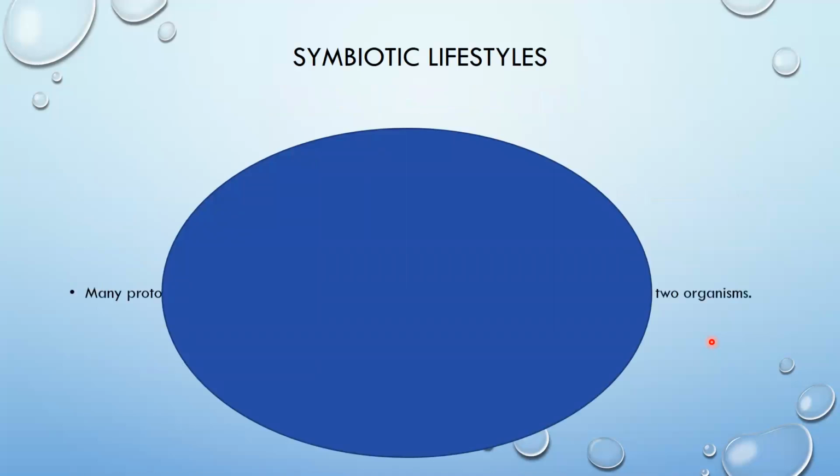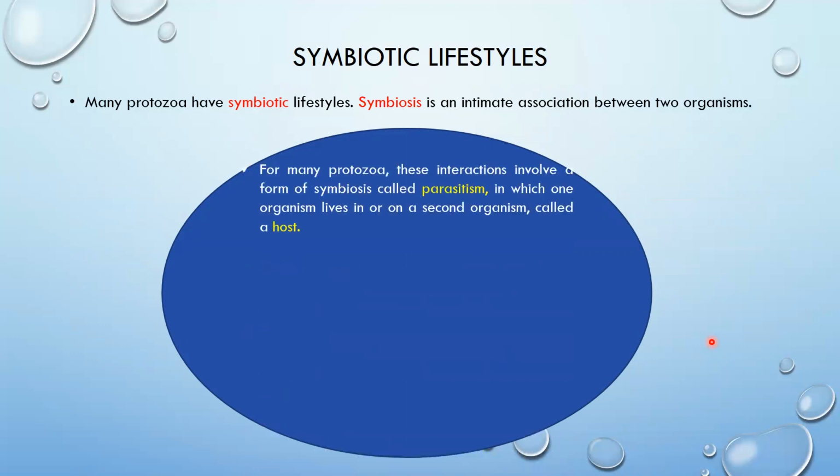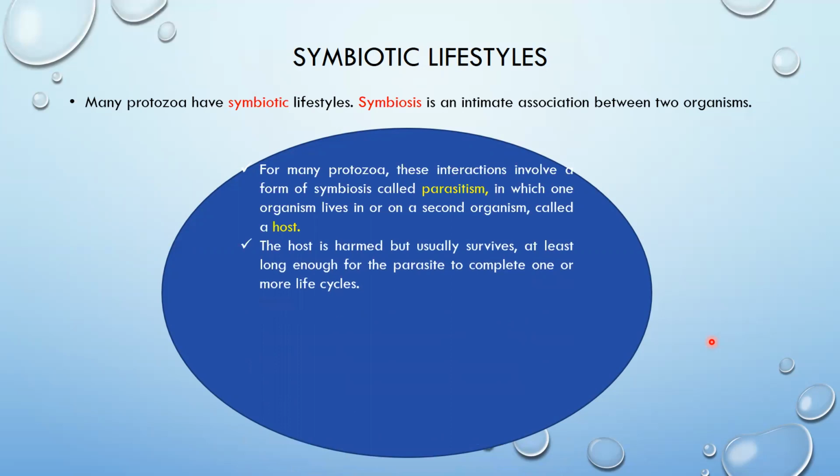Now, the symbiotic lifestyles. Most protozoans have symbiotic lifestyles, and symbiosis is an intimate association between two organisms. Now we have different forms of symbiosis. The first form of symbiotic lifestyle is parasitism, in which one organism lives in or on a second organism that is called the host. The host is usually harmed and sometimes survives at least long enough for the parasite to complete one or more life cycles. So parasitism is a relationship between the host and a parasite.